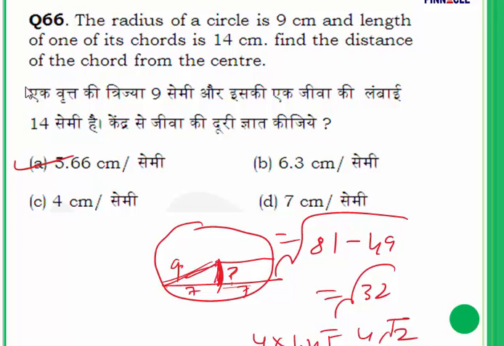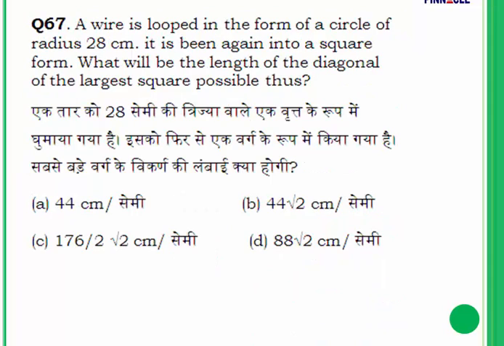Now the question number 67. What is the question? Here it is given, a wire is looped in the form of a circle of radius 28 cm. It is being bent again into a square form. What will be the length of the diagonal of the largest square possible thus?